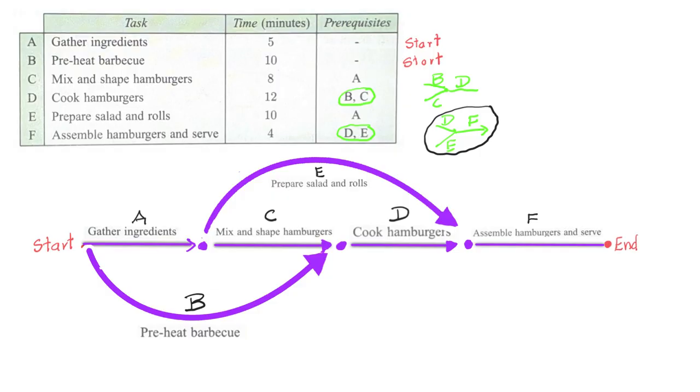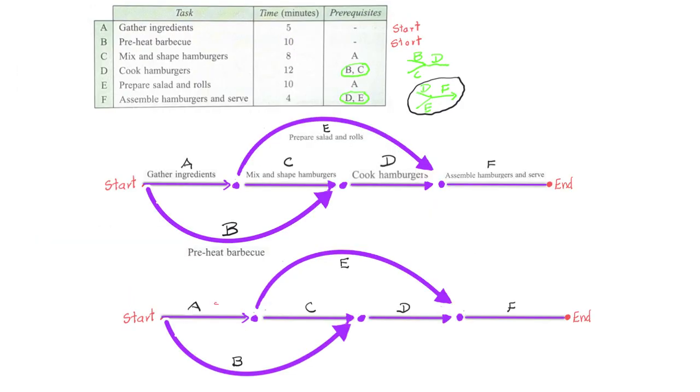To identify the critical path, we must assign the time in minutes to each task. A took 5 minutes to do, B took 10 minutes to do, C took 8, D took 12. You can see that the length of the arrows does not represent the length of the time it took to do the task. E took 10 and F took 4. And so the critical path is the longest path through the precedence network from start to finish.